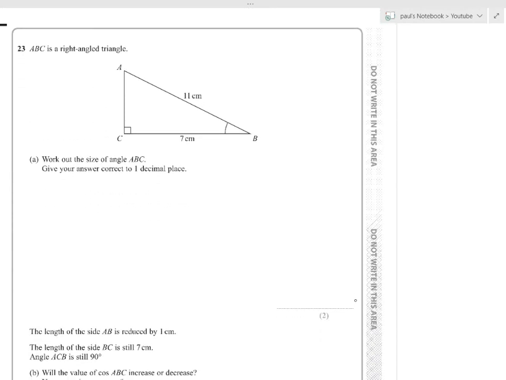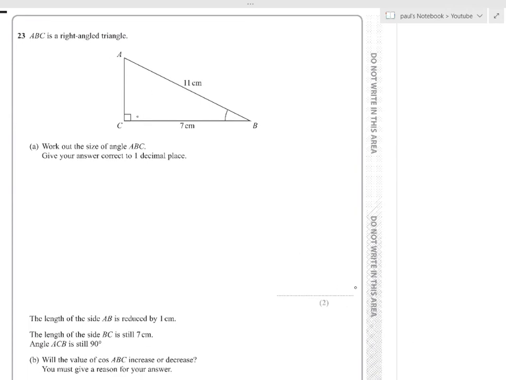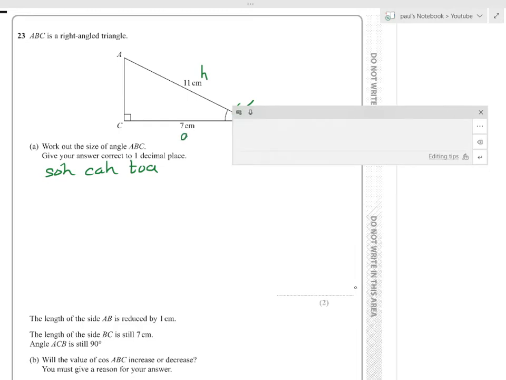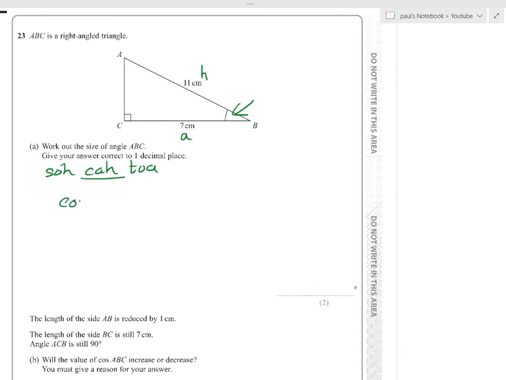ABC is a right angled triangle. Work out the size of angle ABC. That one there. So what are we going to use? We're going to use trigonometry, aren't we? SOHCAHTOA. From here, this is the hypotenuse and this is the adjacent. So we want adjacent and hypotenuse, so it's cos. So cos of our angle x equals 7 divided by 11.